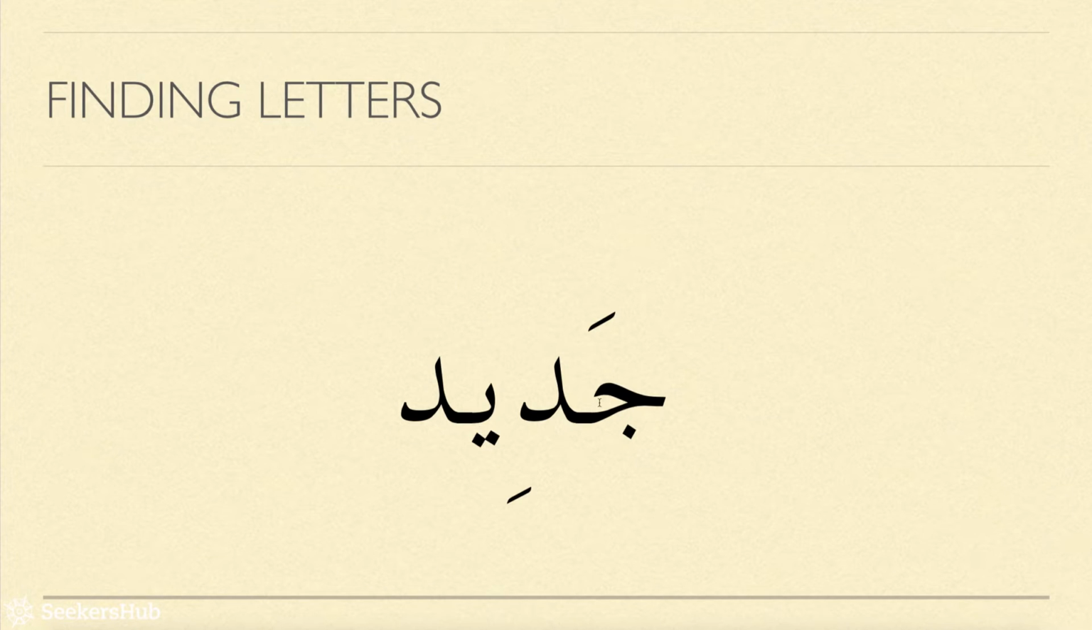Now we can change the word completely with just 1 dot to make it jadid. This is with 1 dot beneath. This is a ja, which means new. Jadid. Exactly the same. Dal and all the same here. This is deed and this is ja. So jadid, which means new.